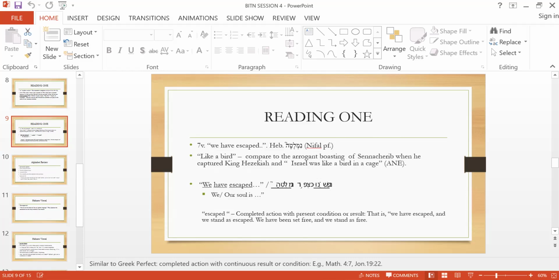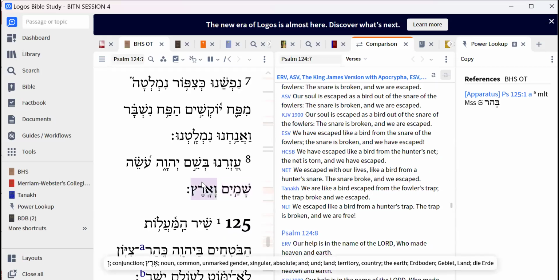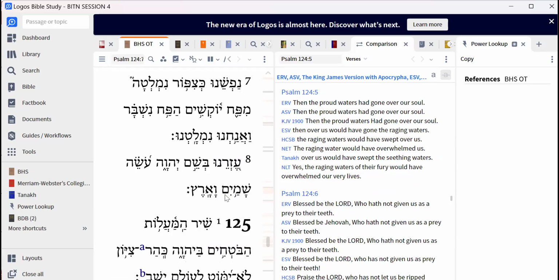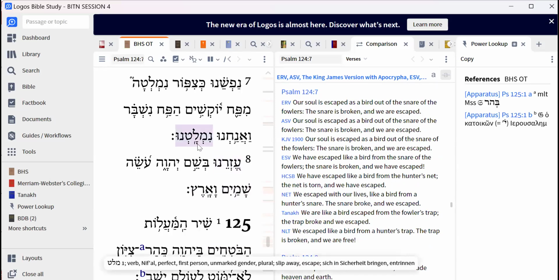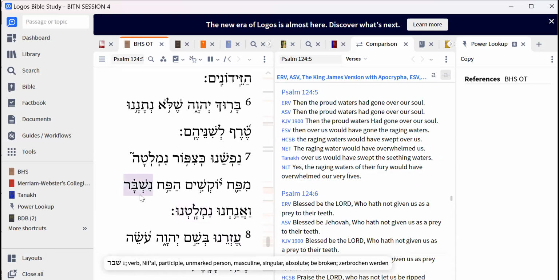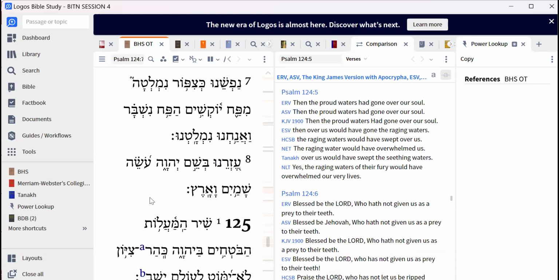And that's the implication of this. Okay. Let's go on. Let's go back to that, and then we'll go on in verse 8. The word here is also very important. It means that the snare is destroyed, shattered. That's a better way to put it. It's shattered, it's broken.